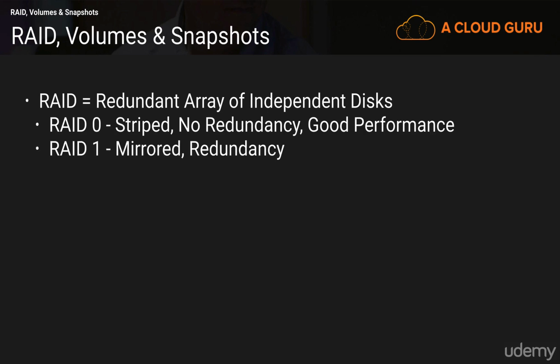If you lose one of those disks, if one of those disks fails, you will lose your entire RAID array. You then get RAID 1, which is mirrored, and essentially that's where you've got one disk and you mirror an exact copy of it to another disk. So that's called a RAID 1. The good thing about RAID 1s is you get redundancy. So if one disk fails, you can still use the RAID array using the other disk.